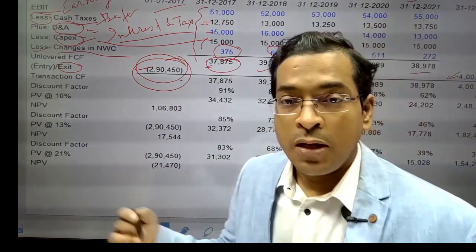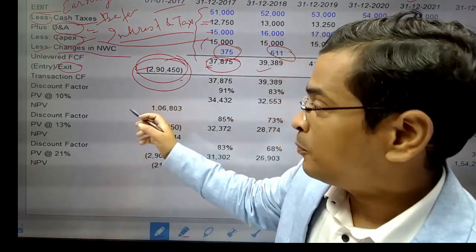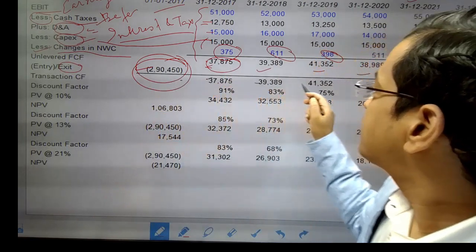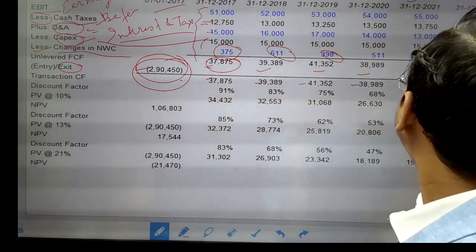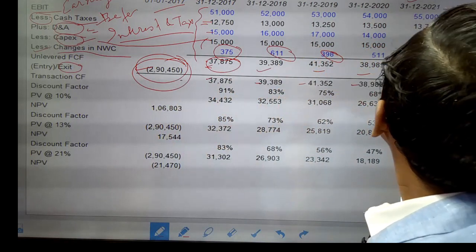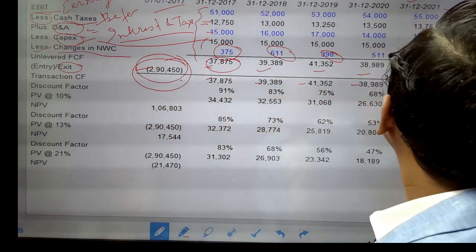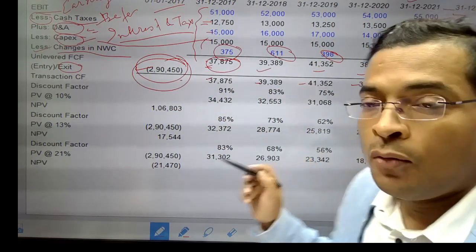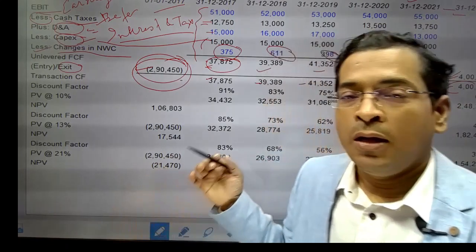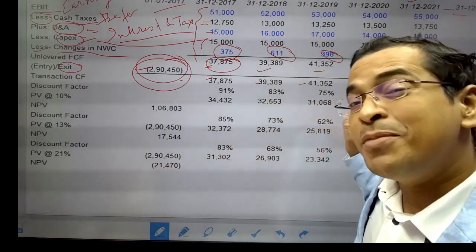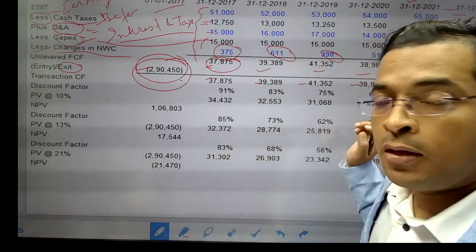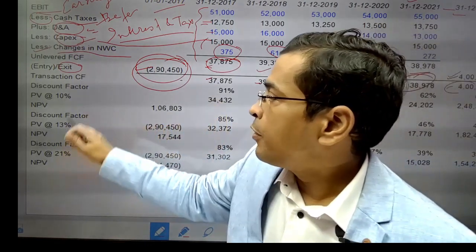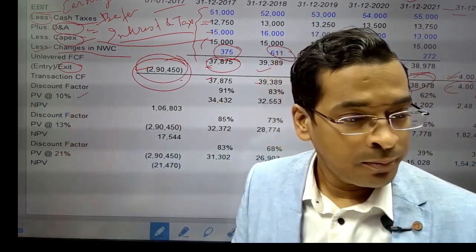Now, let's do the interesting part, much more interesting part, in fact. So we need to discount each of these cash flows. And since these two cash flows are in the same year, we have to discount them with the same discount factor. We are not going to have a different factor because it is in the same year, at the end of 2021. Now, if we apply a discount rate of 10% only, let's see what happens.